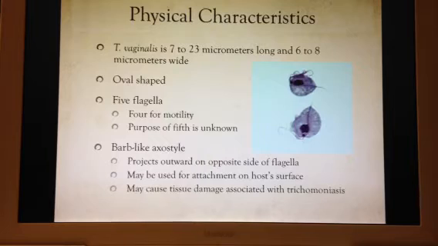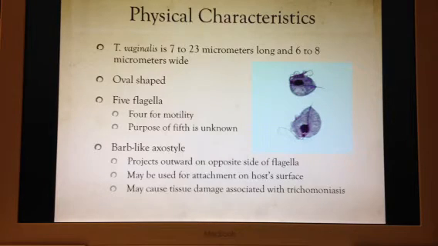Now, I will list some of the physical characteristics of the microorganism. The size of T. vaginalis can range from anywhere between 7 to 23 micrometers long and 6 to 8 micrometers wide. It is oval in shape, and as mentioned before, it is a flagellated protozoan. 4 of the flagella are used for motility, but the purpose of the 5th flagella is unknown.